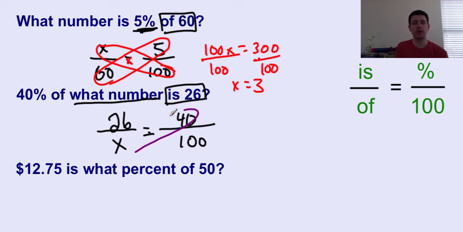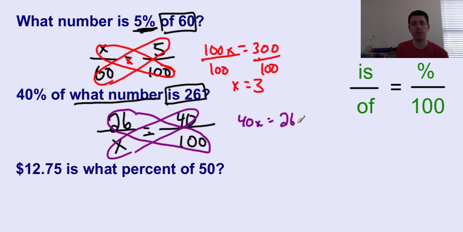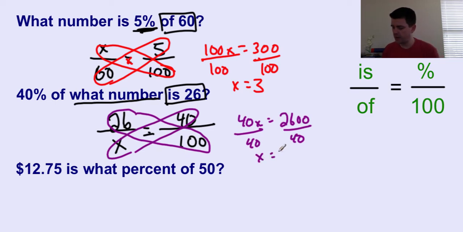Then cross products. 40 times x is 40x. 26 times 100 is 2,600. To solve it, we divide by 40. We try to get x by itself. And I plug into my calculator 2,600 divided by 40, and I get an answer of 65. So 26 is 40% of 65. That's my whole amount. Next one.